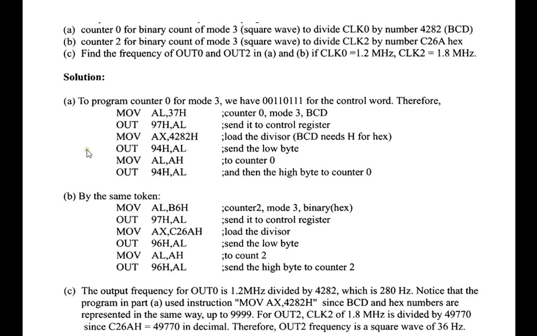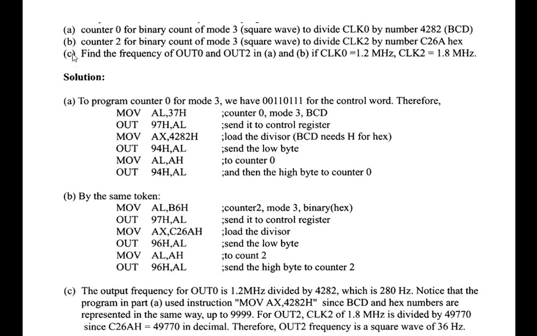And then we have the same type of question in B. Here we have counter 2, binary, mode 3, and the divisor is C26A hexadecimal. Then send the control word to the control register, load the divisor, send the lower byte to counter 2, and then send the higher byte to counter 2.